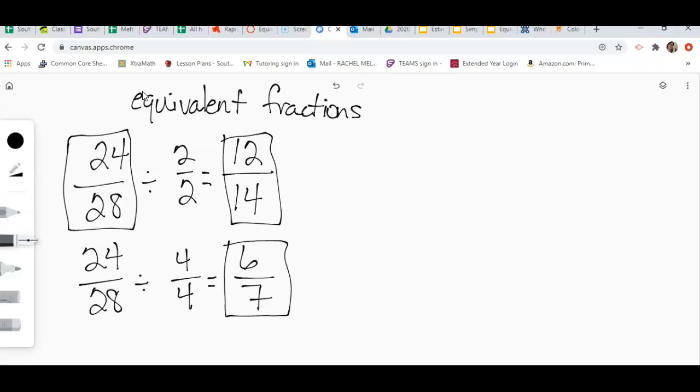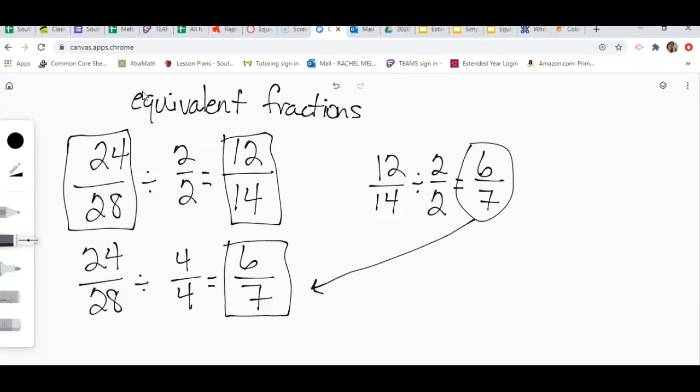Now there is one thing I want to show you. So I have the 12/14 here. Okay, let's say I divide 12/14 by 2. 12 divided by 2 is 6. 14 divided by 2 is 7. Oh, interesting. It's the same fraction that we got over there.